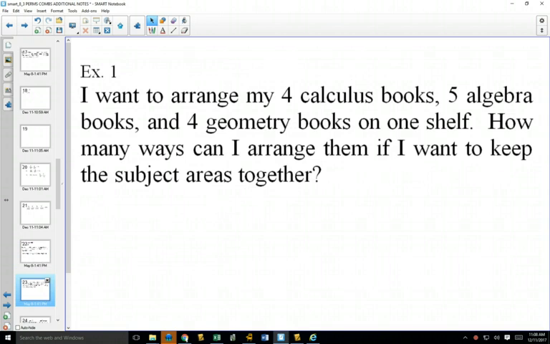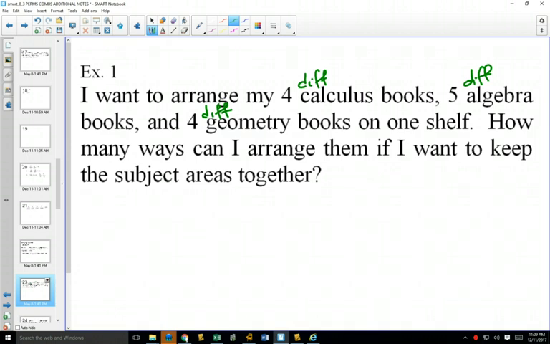So let's say we look at my collection of math books, and I have 4 calculus books. They're all different. 5 algebra books that are all different. We don't want to get confused with an identical objects question here. And 4 different geometry books on a shelf. And I want to put them on the shelf. I'm wondering how many ways I can arrange them on the shelf, but I want to keep the calculus books together because that seems to make sense. I want to keep the geometry books together and the algebra books together because that makes sense.